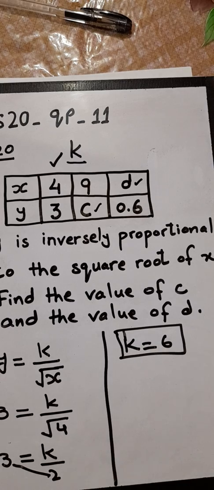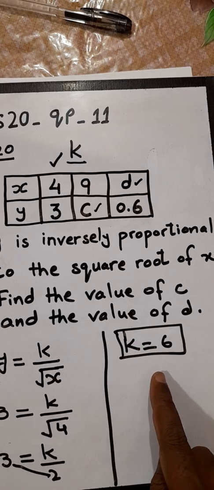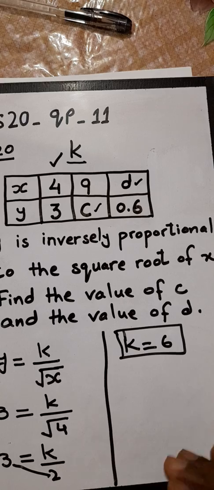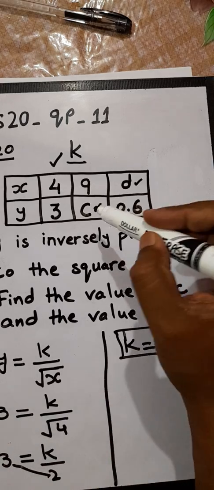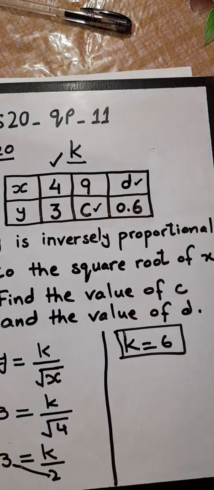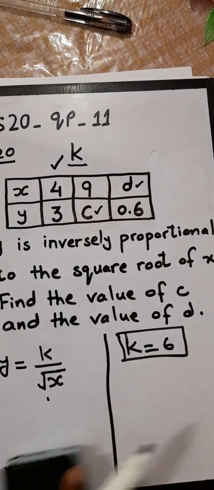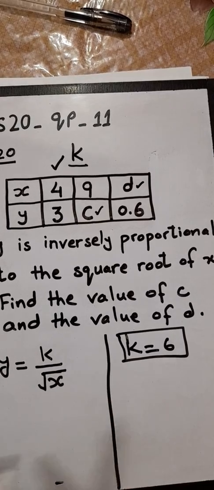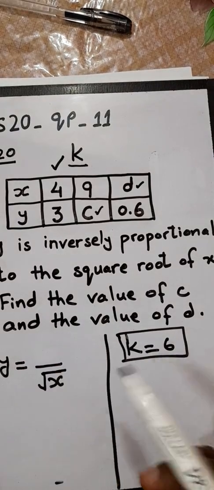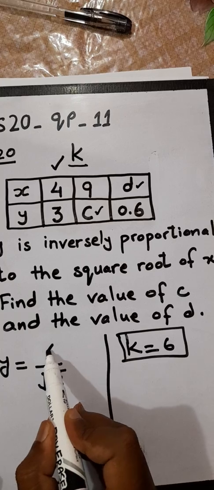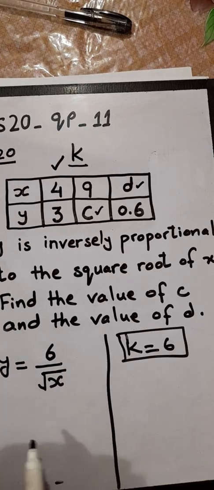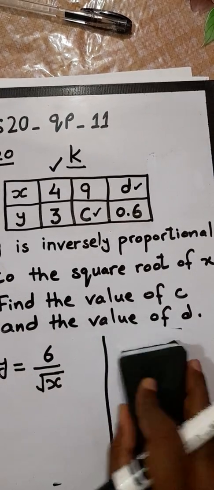Okay, so this value we will now be using to find out the values of the unknowns, the value of c and the value of d. So this is basically 6. So we will now put this value 6 here in this equation, and now we will be finding the values of the unknowns.